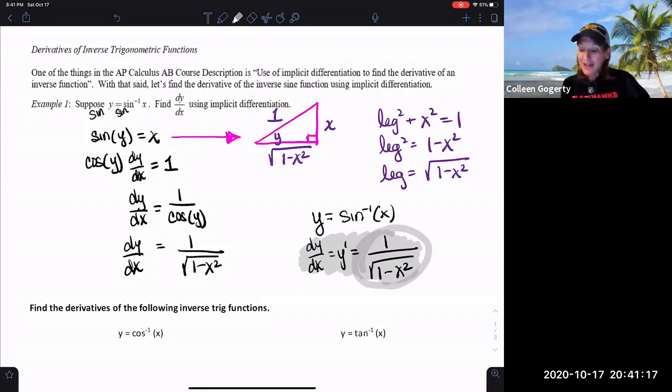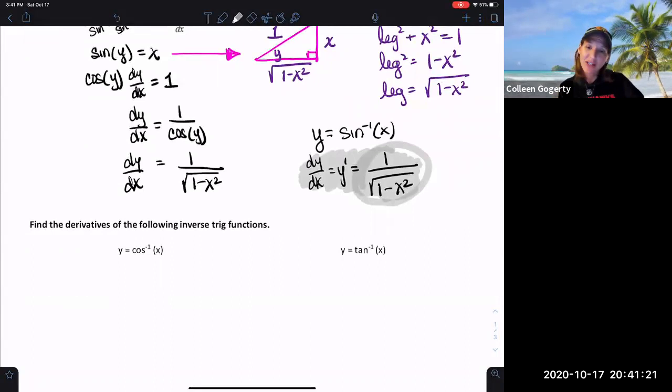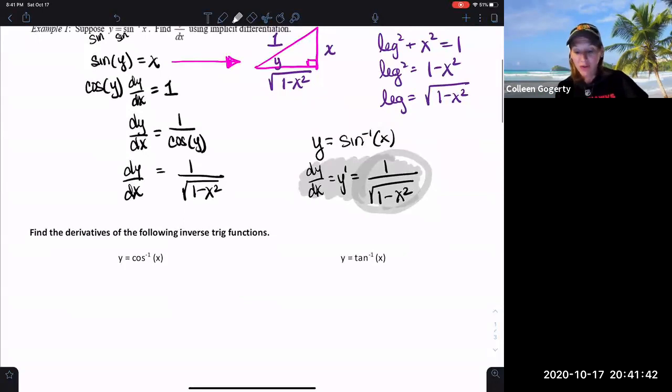So the next two that we're going to look at, I would encourage you right now to pause the video and try to do these two derivatives on your own. They follow exactly what we did above, and I think it would be really good for you to practice your implicit differentiation, to practice your derivative of trig functions, and to see, can you derive the derivative of cosine inverse and the derivative of tan inverse? So please, please, please pause the video and try it on your own.